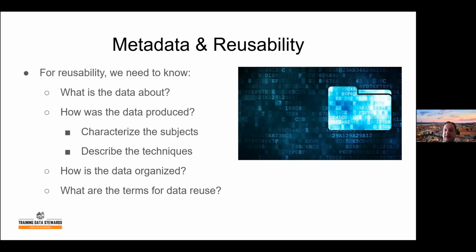So characterizing the subject can go up to the most minute details, especially when we're dealing with plants or animals that were grown in the field or in the lab for a long period. What the techniques were for producing the data from the subjects, how the data is organized, and of course, what we've seen, a license. What are the terms for data reuse? Okay, without which we cannot actually reuse the data.